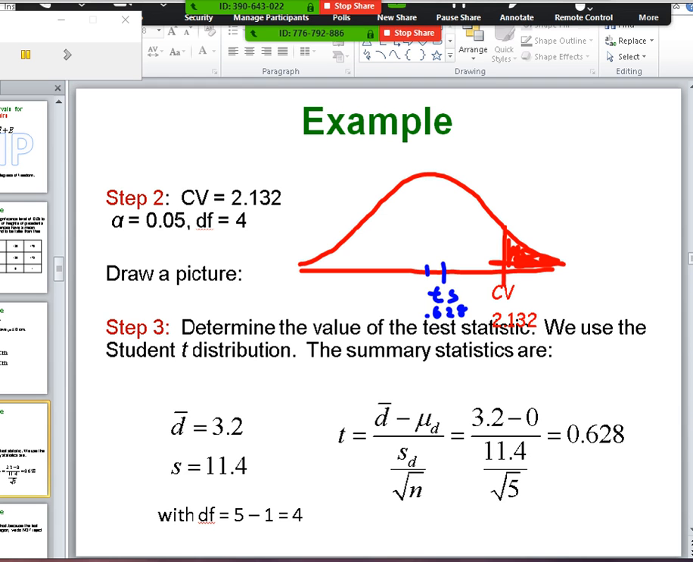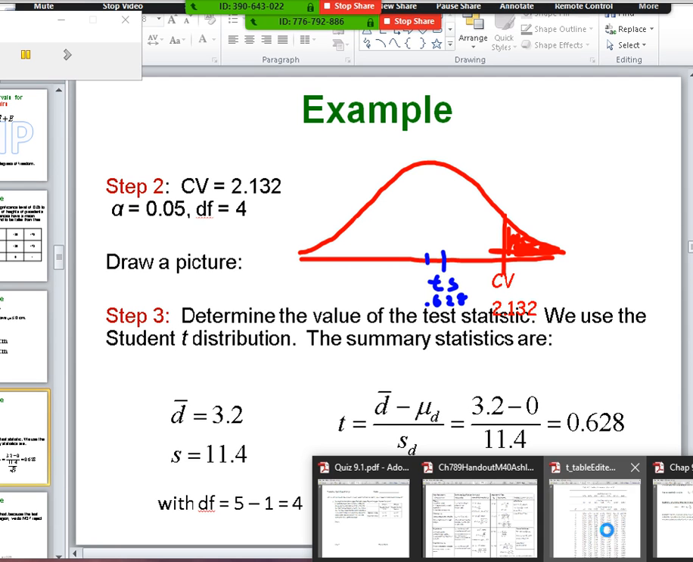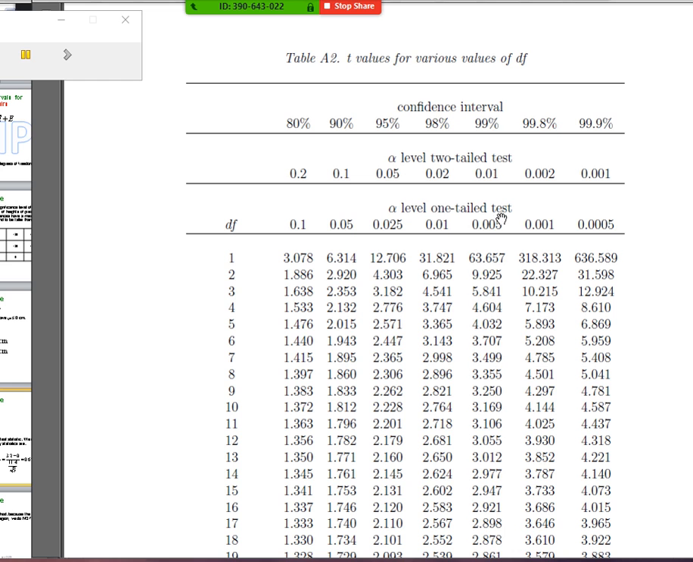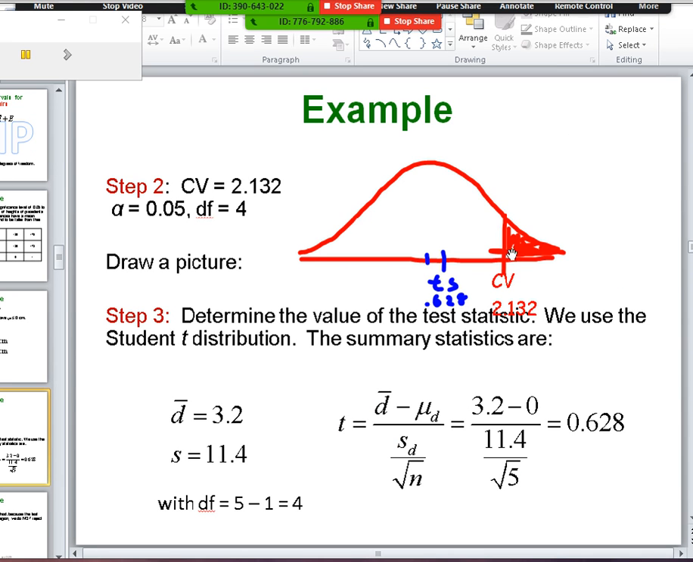So when we look it up on the t-table, it's going to be one-tailed greater than 0.05, and then we're going to drop down to the degrees of freedom 4, 2.132. Everybody good with the shading part and the labeling part? Ask me questions. This is a great time to ask me questions. Whatever question comes to mind, because we want to make sure that people are really good with this.